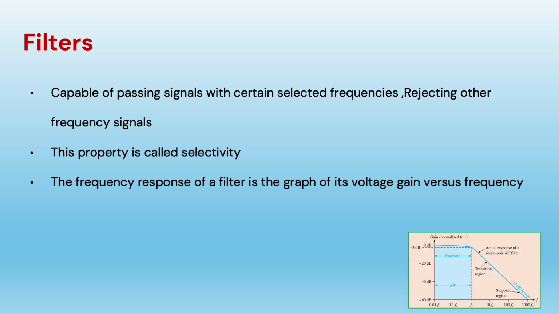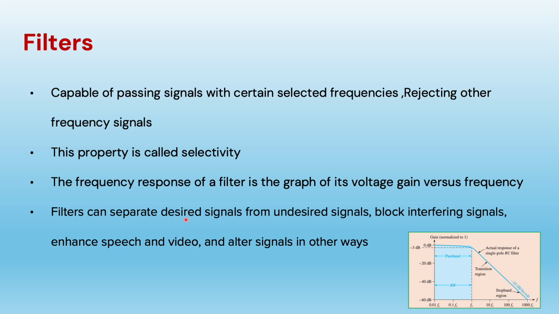And the frequency response of the filter is basically a graph between the voltage gain and the frequency, and with the help of this graph we can differentiate between different filters. The filters are used to separate desired signals from undesired signals. They are used to block interfering signals. They are used for enhancing speech and video signals, and they are also used to alter the signals in some other ways, like we can alter the phase or we can introduce delay for the given input frequency with the help of filters.